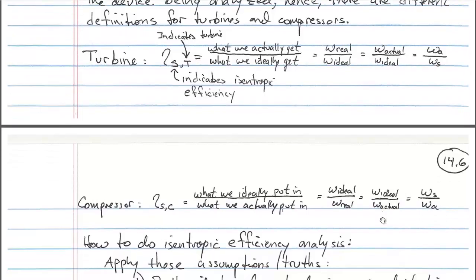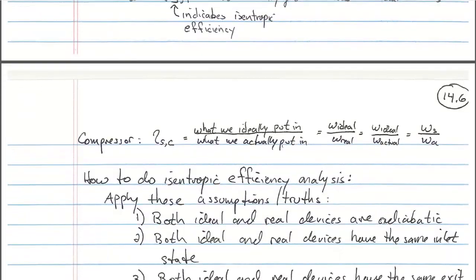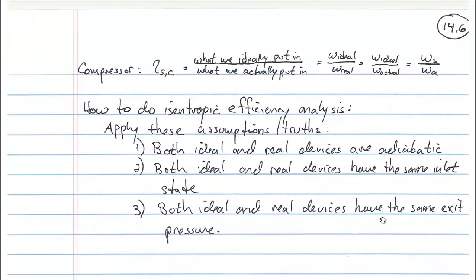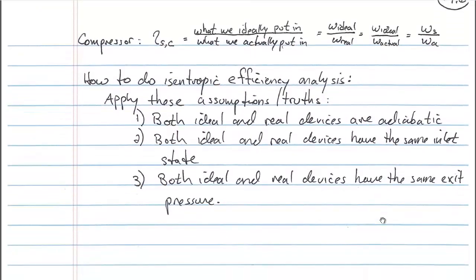Okay, so now, how do we actually go about doing isentropic efficiency analysis? There's a few things to note. Whenever you do isentropic efficiency analysis, whether you are asked to calculate the isentropic efficiency of a process, or you are given the isentropic efficiency for a process and you have to calculate other parameters, the following are three consistent assumptions and truths that you will always make.